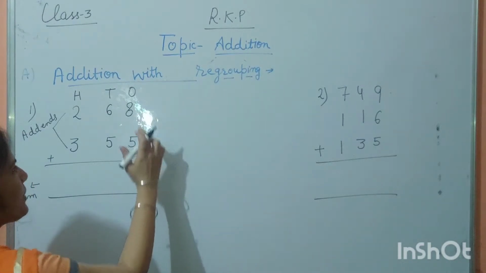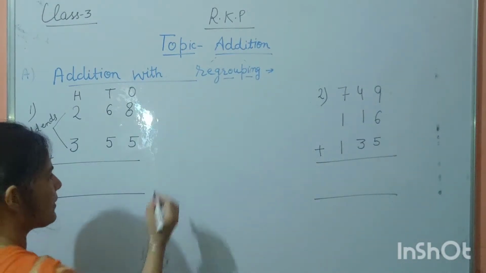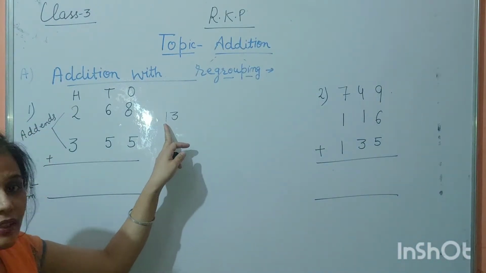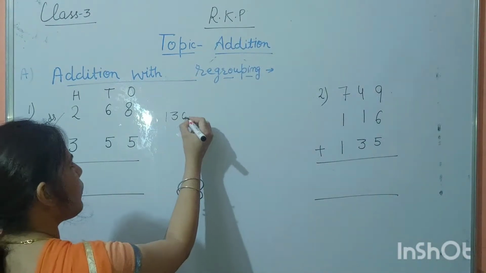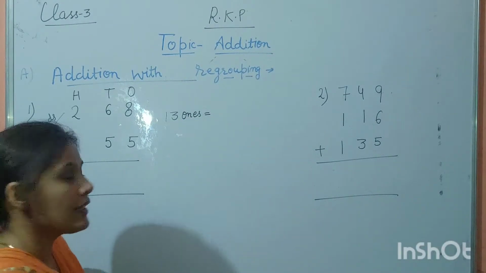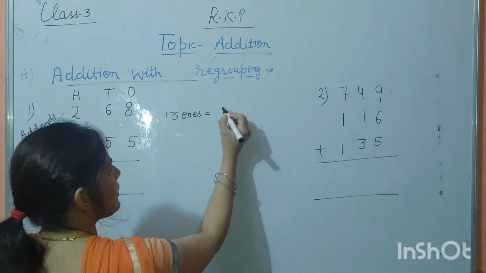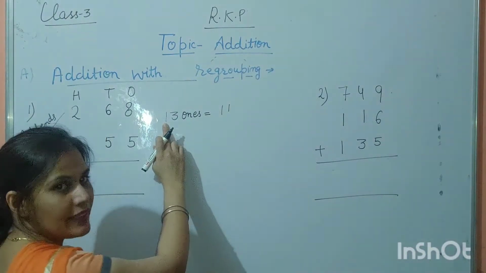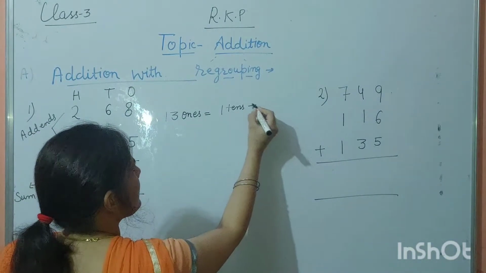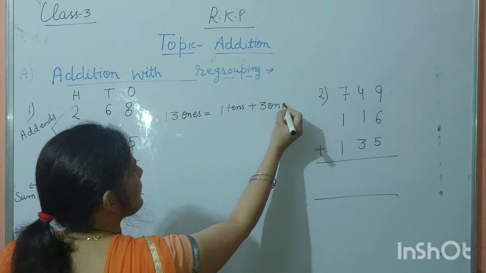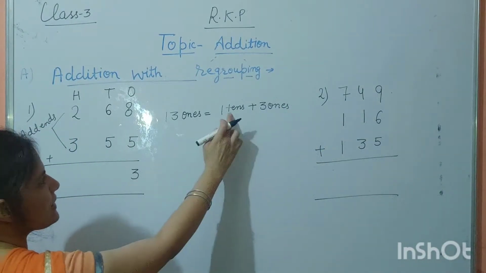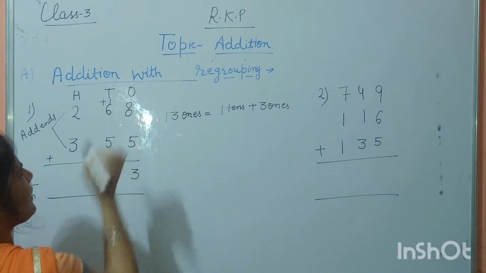When you add 8 plus 5, you will get 13. This 13 will be ones. You will write here 13 ones. When you regroup it, it becomes 1 tens plus 3 ones. 3 ones will come at the ones place and this tens will be the carry over here.